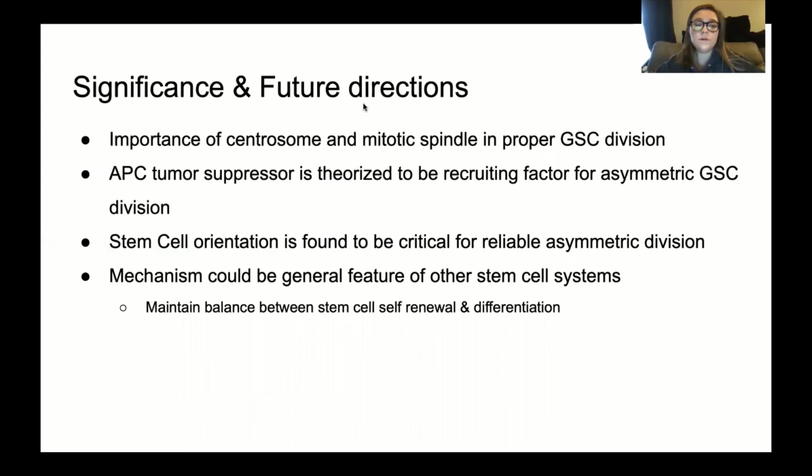And the authors believe that this mechanism could be a general feature of other stem cell systems. So I think that this could be a future direction for more research, seeing if this mechanism is responsible for maintaining the balance between stem cell self-renewal and differentiation in other systems and other organisms potentially in the future.